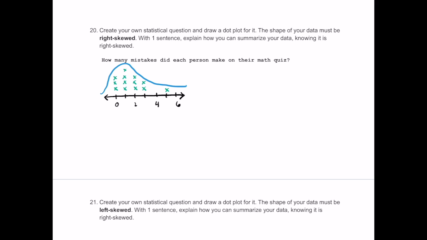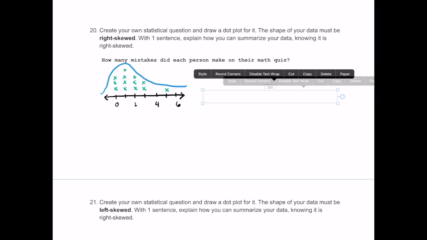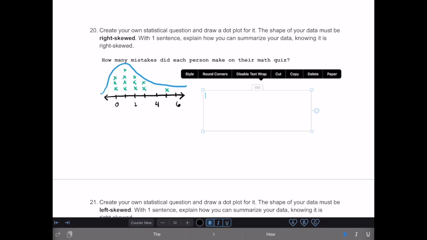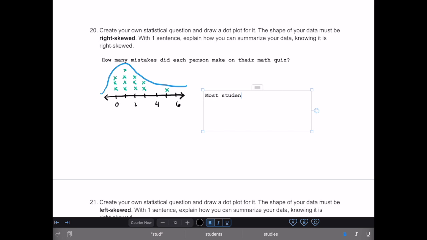And so with one sentence, explain how we can summarize your data knowing it is right skewed. So what's a key takeaway or an observation you can make here? So let's go ahead and do that. So here, create a little text box. So it says, how can we summarize our data? We're basically saying most students made very few mistakes since the data was right skewed.